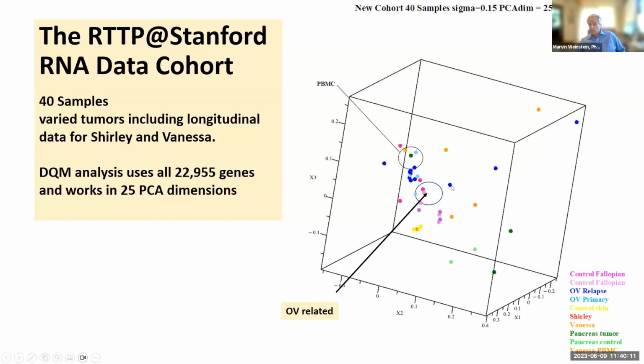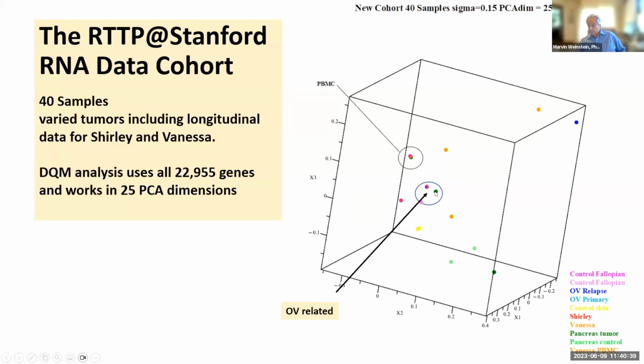In the beginning, you're only seeing the first three PCA dimensions. But as things come together, they're doing it in all 25 dimensions. And I could show you plot after plot to prove that. So basically, you see that first, all of the samples that are ovarian tumors, fallopian tube control samples, primaries or relapses, are all coming together in one cluster.